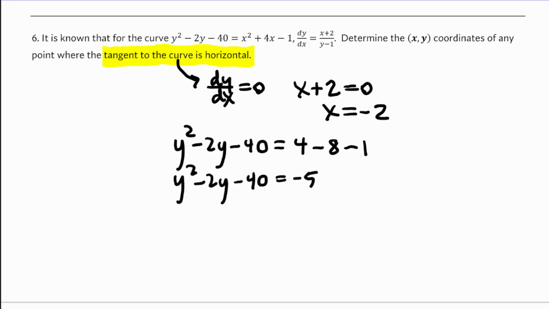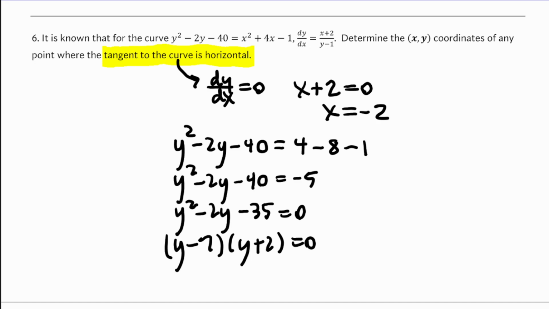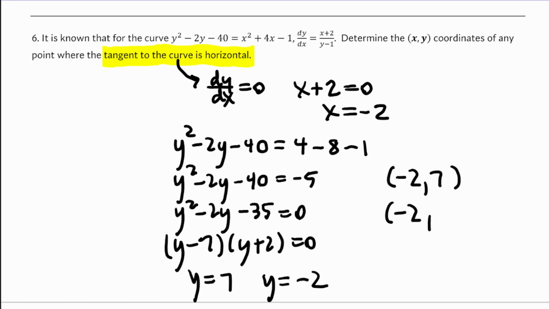I can add 5 to both sides. I can factor. And I can get some values of y. So I'll have y equals 7 and y equals negative 2. Neither of those are y equals 1, which would cause me to have 0 over 0 dy dx, which is something we don't talk about in AP Calculus. So the xy coordinates of the horizontal tangents are negative 2 and 7, and negative 2 and negative 2.